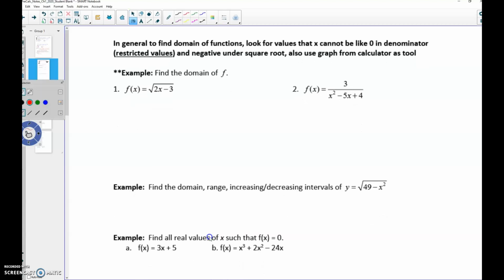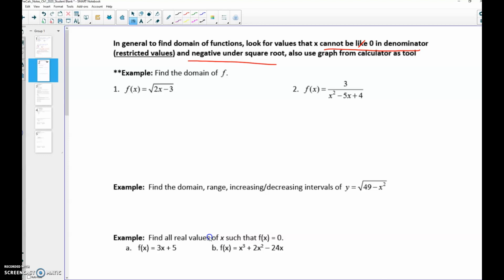So you guys, in general, to find the domain of functions, you're going to look for x values that cannot be 0 in the denominator or negative under a square root. So those are two really super important rules to remember: there couldn't be 0 in the denominator and no negatives under radicals. I'm going to ask you guys that a million times. What are the rules for domain? No zeros in the denominator and no negatives under radicals.